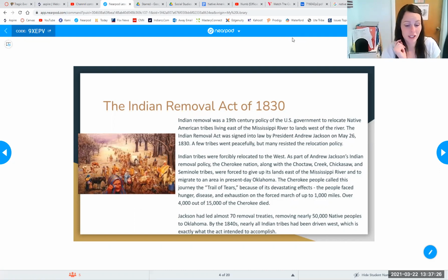This is actually really interesting. The Supreme Court said that this was unconstitutional. This law is unconstitutional, which means that it's not okay. It goes against the Constitution. And they said that because the treaty that the government signed with these tribes said that it is their land and they can keep it. So now this removal act goes against that treaty.